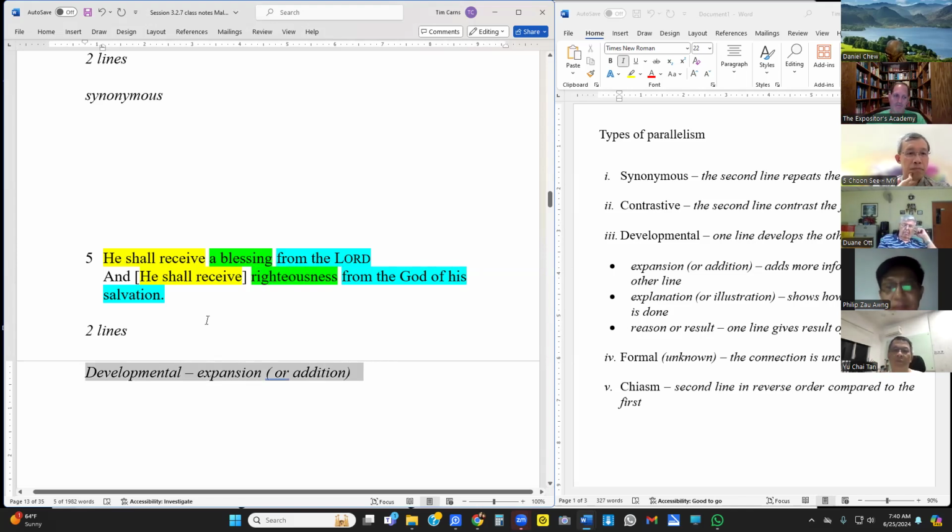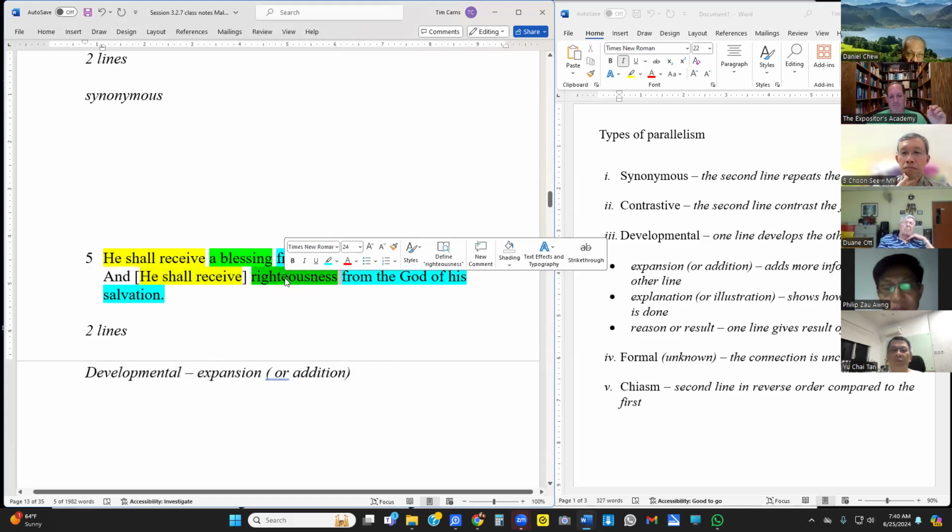Right, so that's something you'd have to think about as far as what's going on here. Are blessing and righteousness meant to be synonymous, connected? And it could be. It's something that you want to think about.